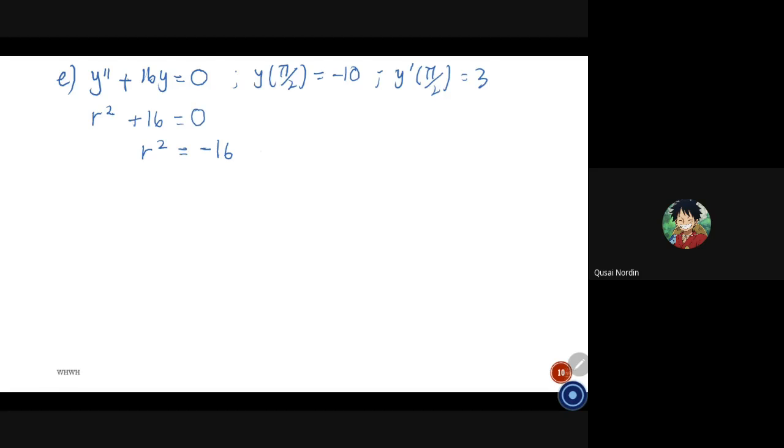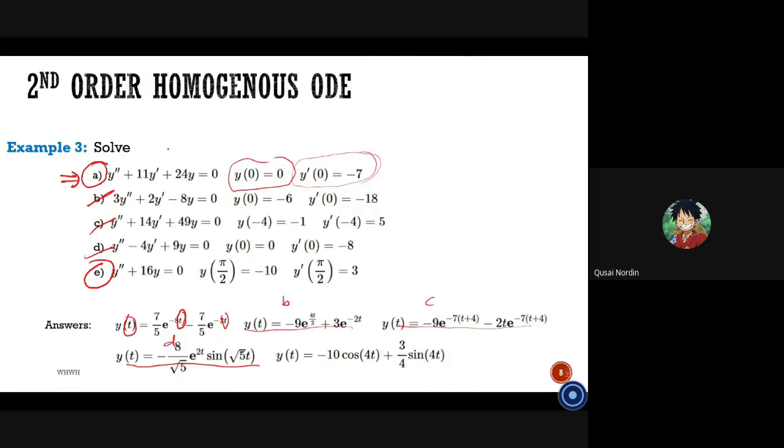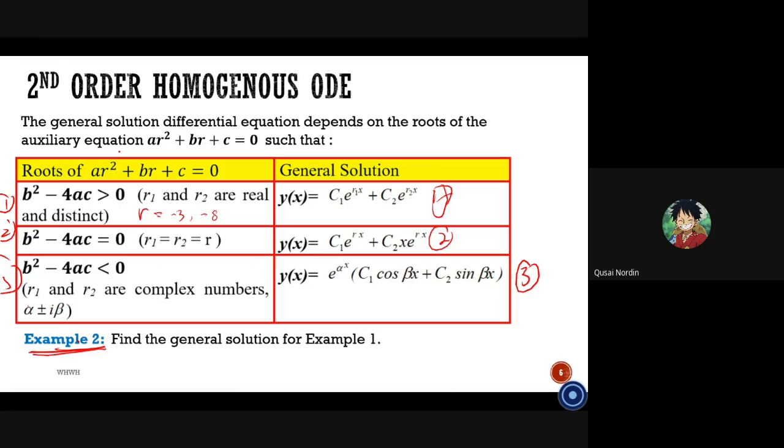So now you will get r equals to plus minus square root of negative 16. So which case is our solution now? Case number 1, case number 2 or case number 3? Number 3. Yes. Why number 3? Because what did we get as our answer? Square root of negative 16.